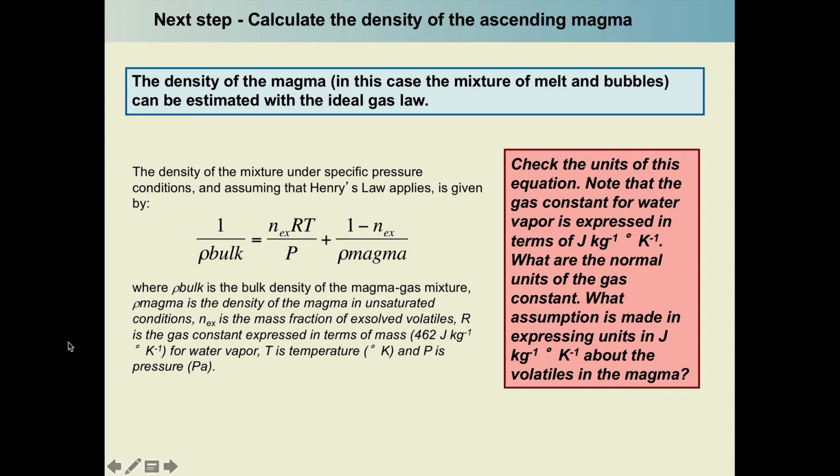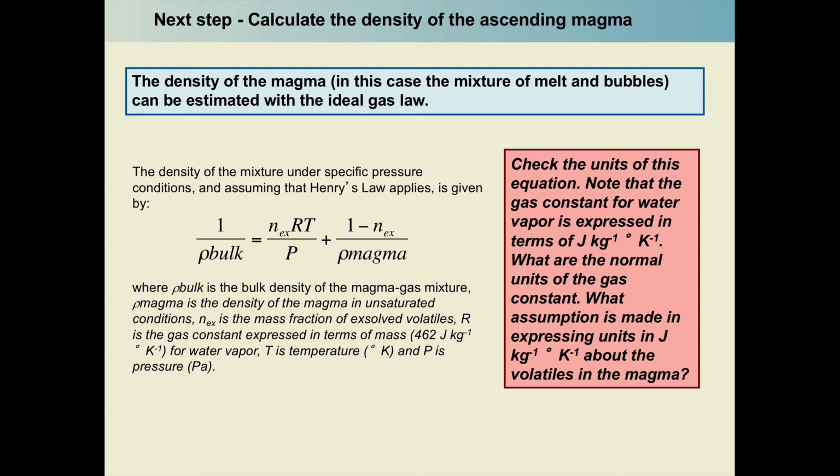is given by this equation here, where 1 divided by the bulk density of the magma is equal to the mass of exsolved volatiles times R times temperature divided by pressure, this is the ideal gas law, plus 1 minus the fraction of exsolved volatiles divided by the density of the magma. So this is just taking the ideal gas law and putting it into a mass balance equation form by substituting volume with density.